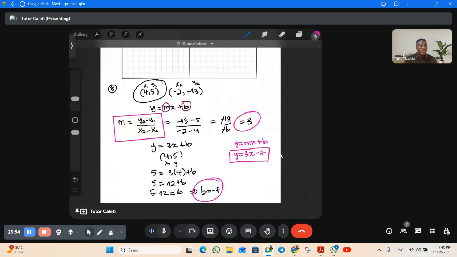Now, at this point, I have the two things that I need to write the equation of a straight line. I have the slope, which is m equals 3. I have the y-intercept, which is b, which is negative 7. I can just replace that in the equation of a straight line, y equals mx plus b. I replace m with 3 and b with negative 7. And that is how I get this answer. That is all for this question.